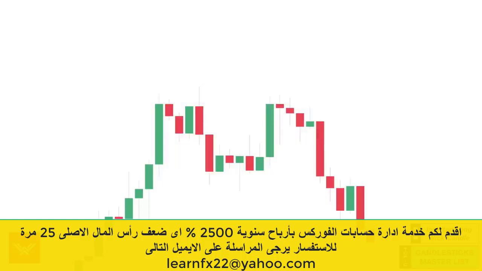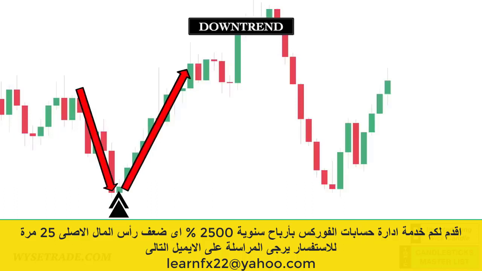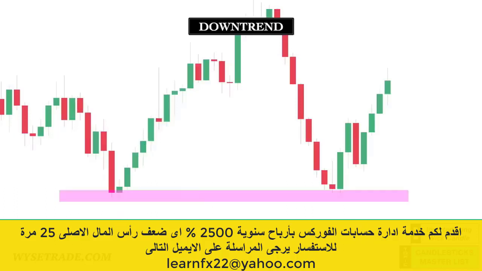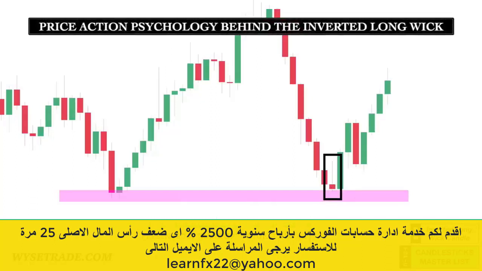Now, going in the opposite direction. In a downtrend, price came down, hit and reversed, giving you a key level of support. As price came back down, you had the inverted long wick candle form right at the key level of support, which presented a trade opportunity long. So what is the price action psychology behind this?